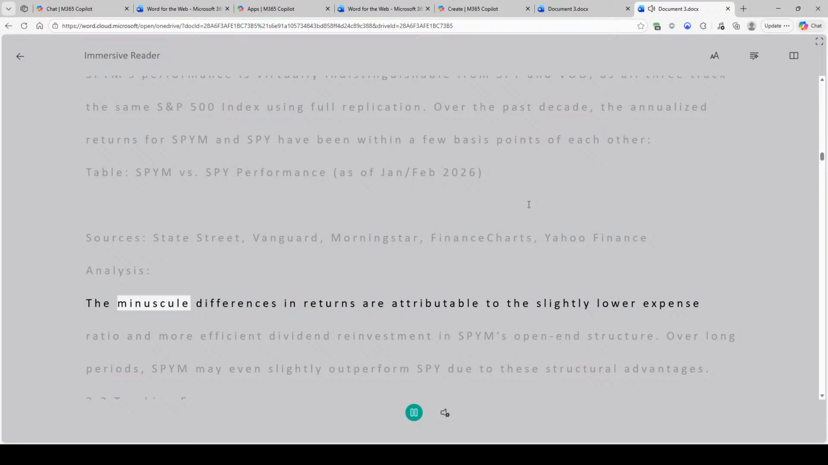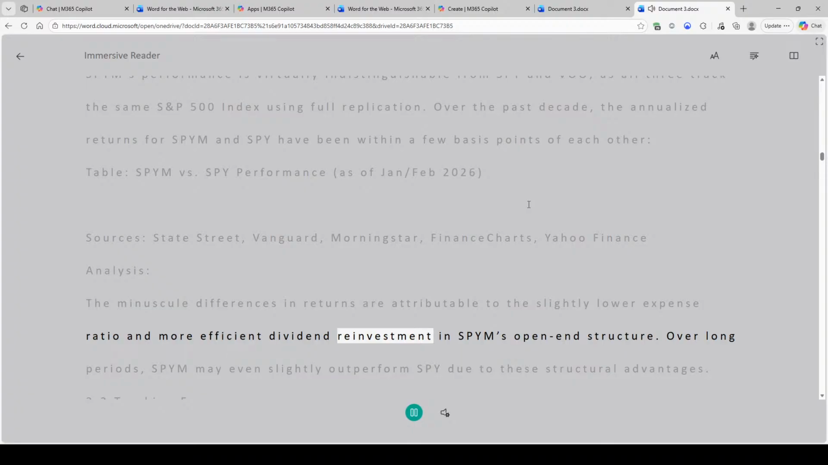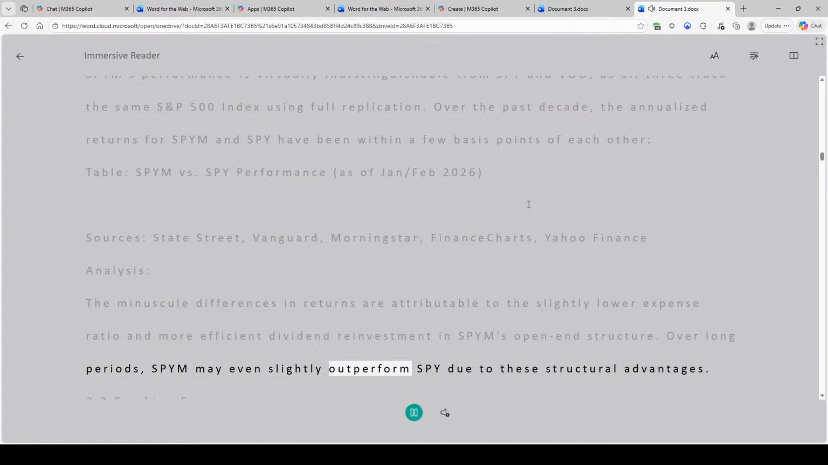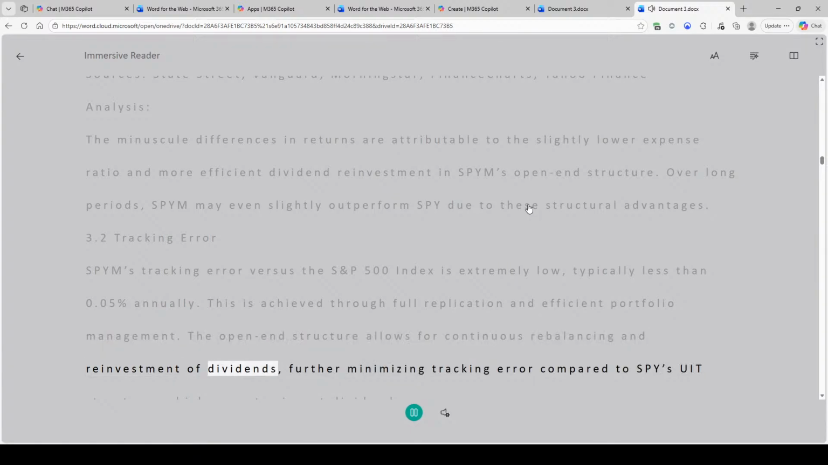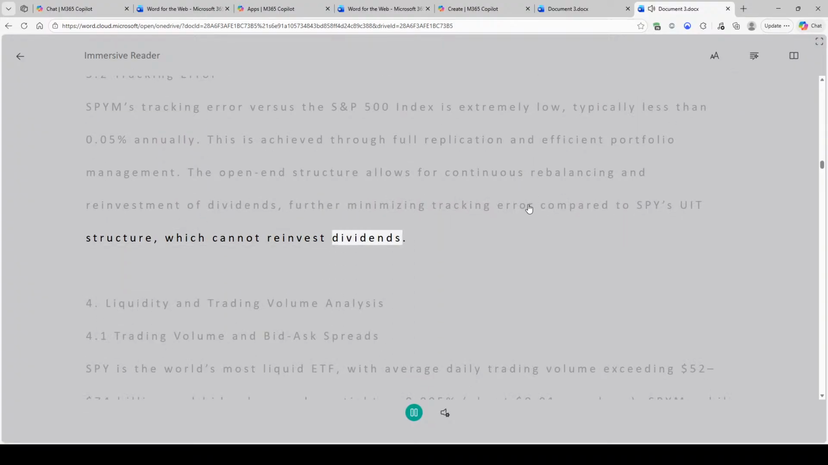Analysis. The minuscule differences in returns are attributable to the slightly lower expense ratio and more efficient dividend reinvestment in SPYM's open-end structure. Over long periods, SPYM may even slightly outperform SPY due to these structural advantages. 3.2 Tracking error. SPYM's tracking error versus the S&P 500 index is extremely low, typically less than 0.05% annually. This is achieved through full replication and efficient portfolio management. The open-end structure allows for continuous rebalancing and reinvestment of dividends, further minimizing tracking error compared to SPY's UIT structure, which cannot reinvest dividends.